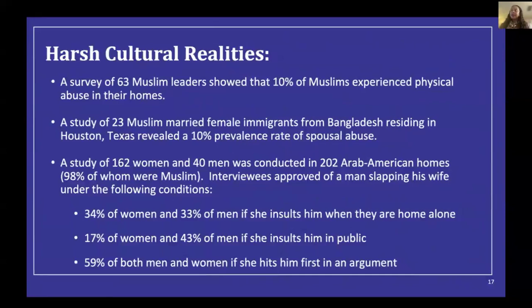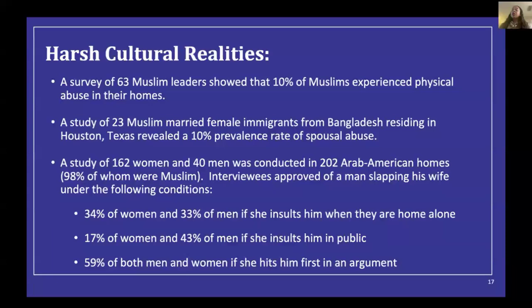Next slide. Here are some harsh cultural realities. A survey of 63 Muslim leaders showed that 10% of Muslims experience physical abuse in their homes. A study of 23 Muslim married female immigrants from Bangladesh residing in Houston revealed a 10% prevalence rate of spousal abuse. And a study of 162 women and 40 men was conducted in 202 Arabic American homes, 98% of whom were Muslim. Those interviewees approved of a man slapping his wife if she insults him when they are at home alone: 34% of women and 33% of men.